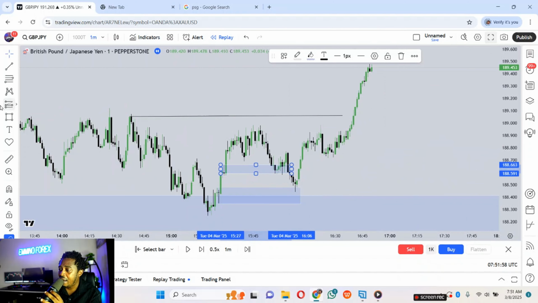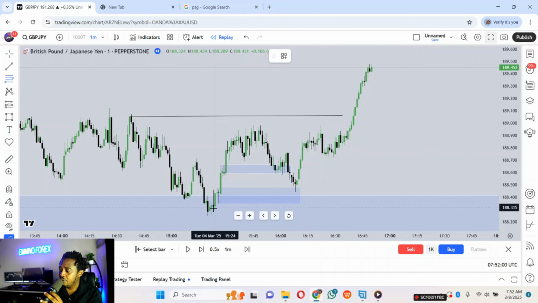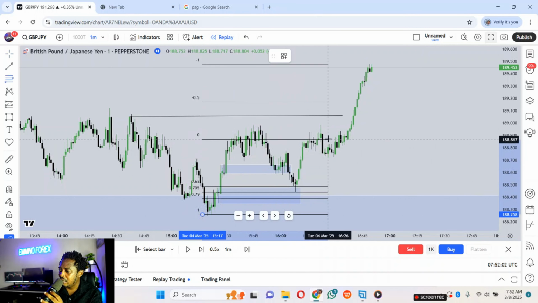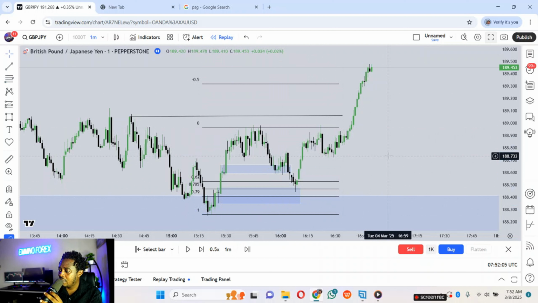Why? Because if we plot our fib from here, from this swing low to this swing high, we can see that this POI is not below the 50%, and we can see that this POI here is below the 50% level. So the best advice for you guys is to avoid any POI that is above 50% and focus on POI that is below 50%.